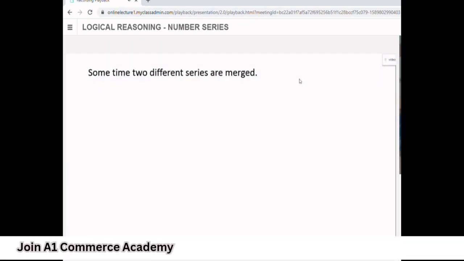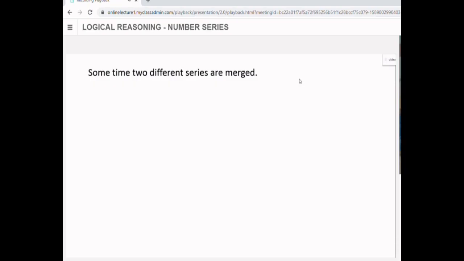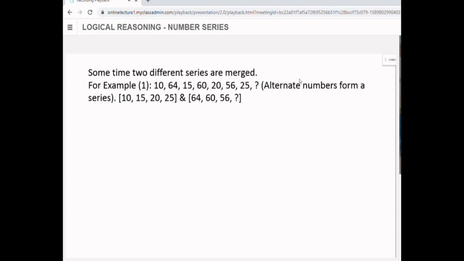Here it says sometimes two different series are merged. Next thing is sometimes two different series are merged. Merging of two series, two things will be merged. Now look at this. For example, first example: 10, 64, 15, 60, 20, 56, 25. So your alternate numbers form a series. First number is 10, skip the second number, come to the third one, 15, skip one, the next one, 20, 25. So this is one series.